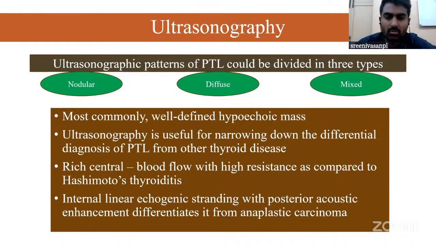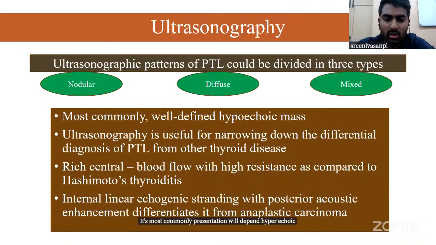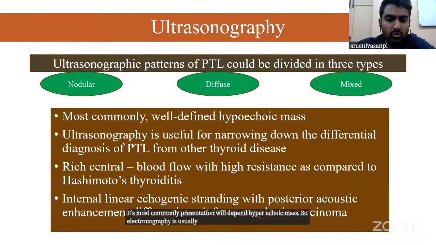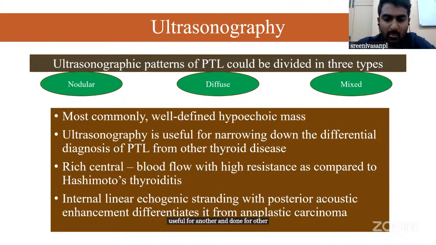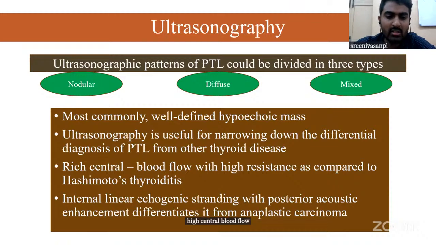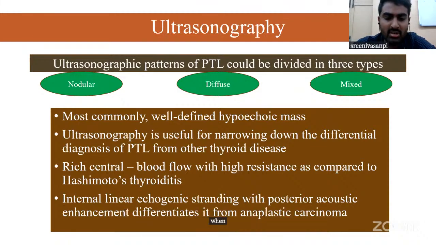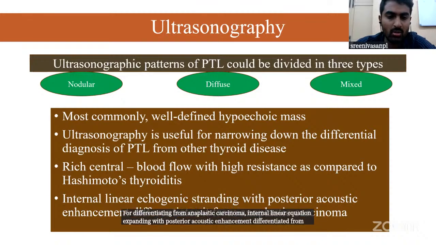Yeah. So coming to the ultrasonographic pattern of primary thyroid lymphoma: nodular, diffuse, and mixed. Overall, the nodular type is most common. It most commonly presents as a well-defined hypoechoic mass. Ultrasonography is usually useful for narrowing down from other thyroid malignancies. When compared to Hashimoto's, high central blood flow with high resistance is usually seen in primary thyroid lymphoma. For differentiating from anaplastic carcinoma, internal lean echogenic septations with posterior acoustic enhancement differentiate it from anaplastic carcinoma.